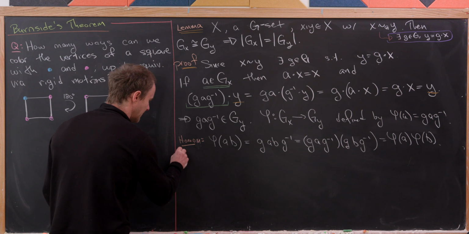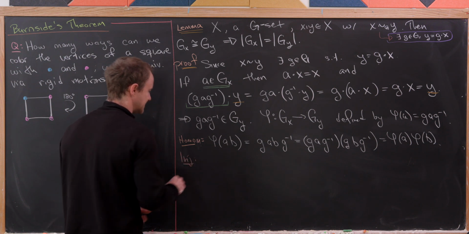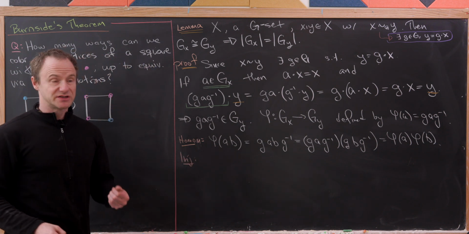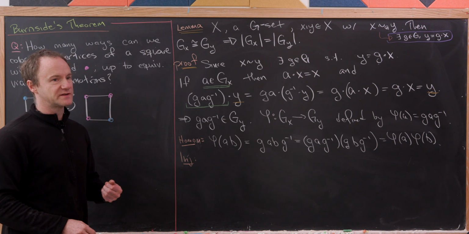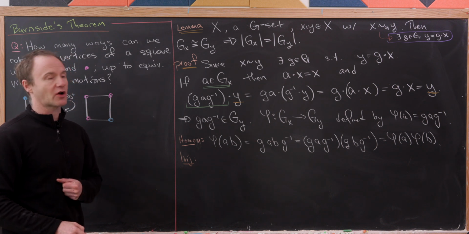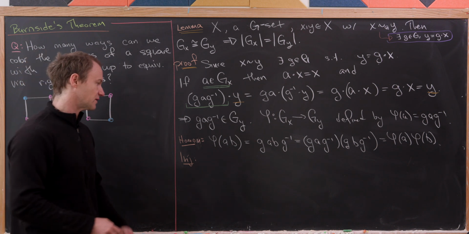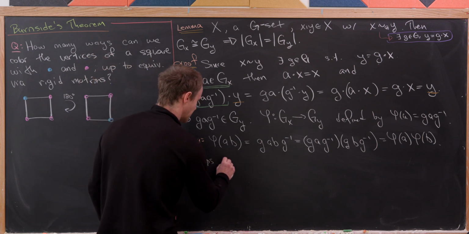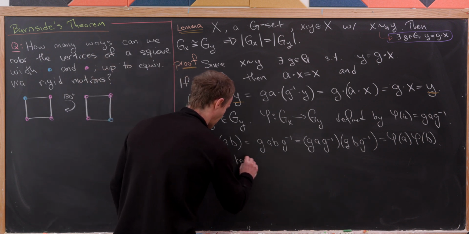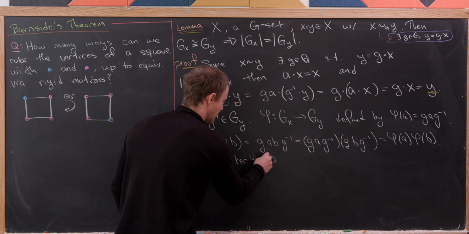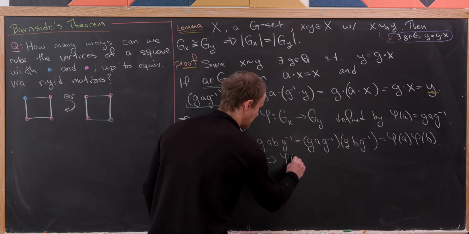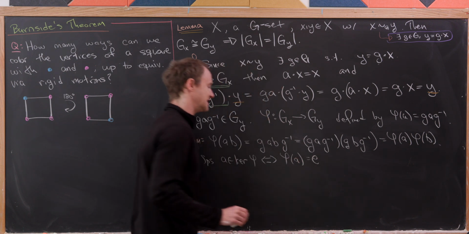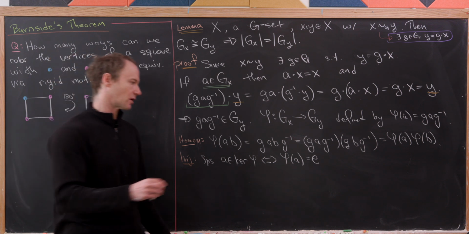Okay, good. Now let's show that it's injective, but that actually isn't too bad. Recall that a homomorphism is injective if and only if the kernel is trivial. So let's suppose that A is in the kernel of phi, which is equivalent to saying that phi of A is equal to the identity. That's what it means to be in the kernel.